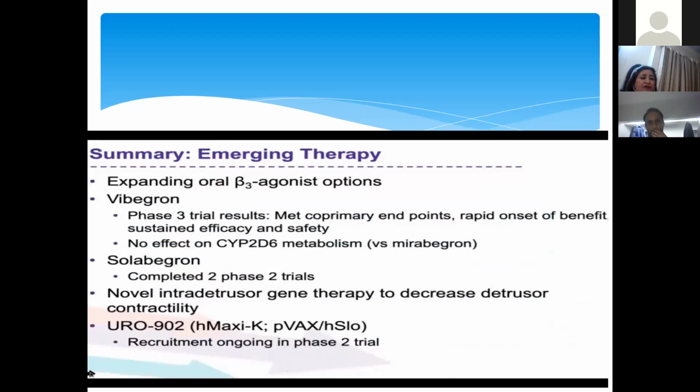The literature is full of praise for Vibegron, and the phase 3 trial results are coming up. They met the co-primary endpoint, with rapid onset of benefits, sustained efficacy and safety, and no effect on the enzyme that causes enhanced metabolism, as with mirabegron. Solabegron has completed 2 phase 2 trials. Novel gene therapy has been introduced. I think it's high time for Dr. Hamad at least to start stem cell therapy for the bladder, and we have the stem cell center. So this is really going to be an effective one. Recruitment is ongoing in the phase 2 trial.